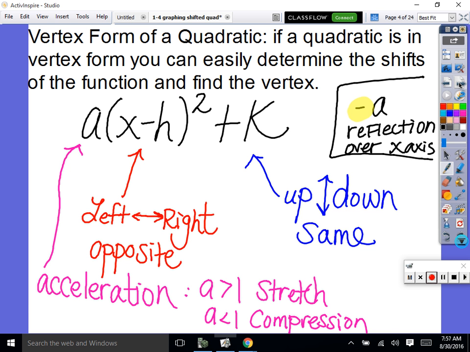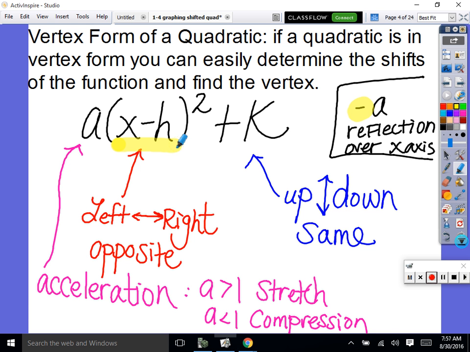So write this down. If you look inside your parentheses here, this is your shift. Inside the parentheses is what shifts the parabola left and right. And you always go opposite of the sign. So if this was x minus 3, we would go right 3. Do you understand what I mean by opposite of the sign? If this said x plus 2, we'd go left 2. Does that make sense?